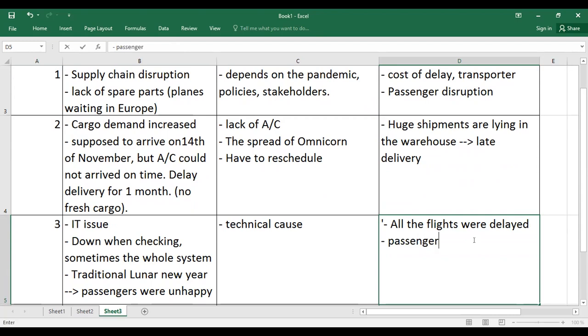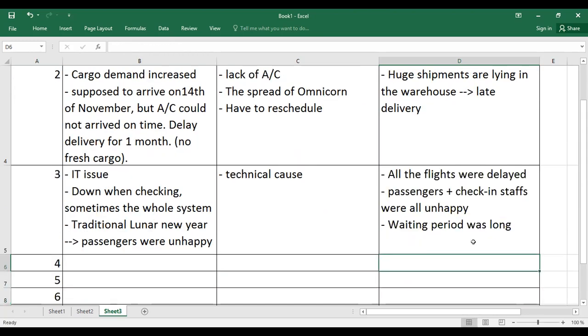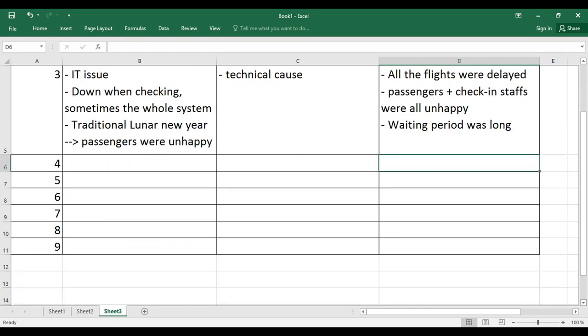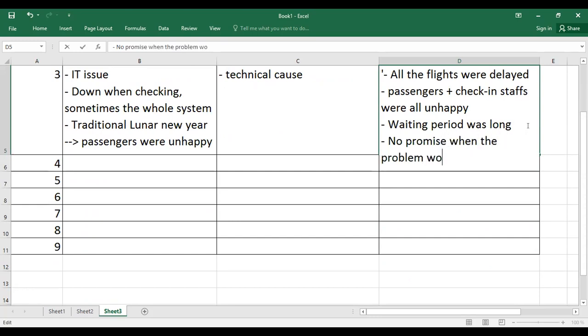Yeah. And there was no solution. They have to wait until everything was fixed and no one know when this will be fixed. They can put on waiting. If they know when the problem is fixed, it's better than just keep them waiting with no dead end, with no deadline.